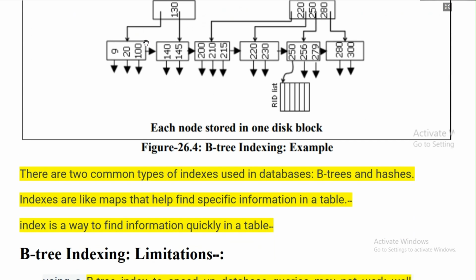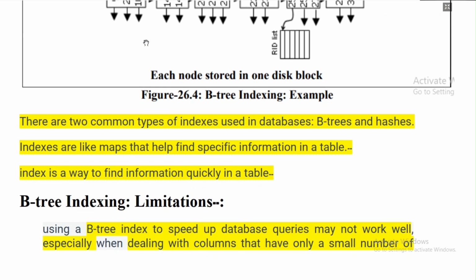There are two common types of indexes used in databases, B-trees and hashes. Indexes are like maps that help find specific information in a table. An index is a way to find information quickly in a table.